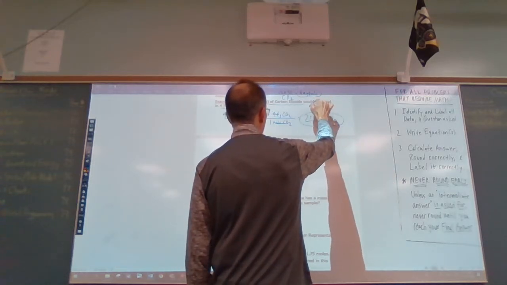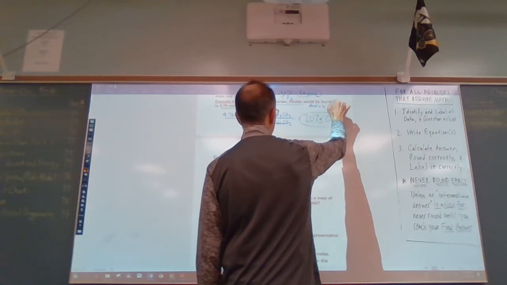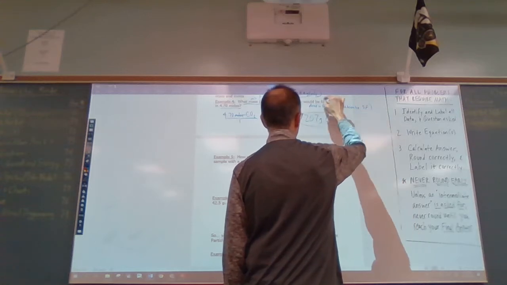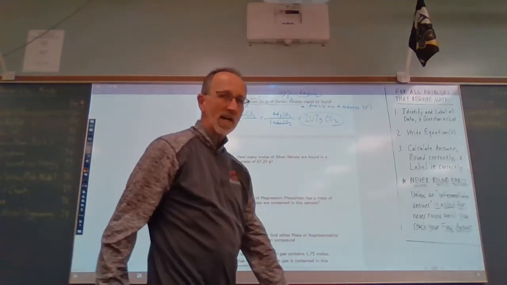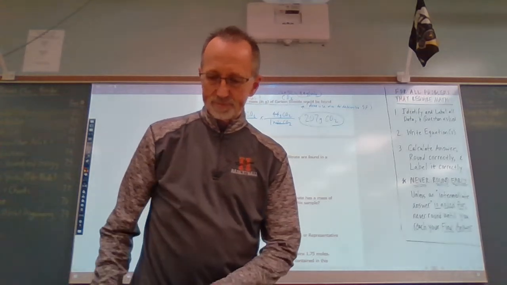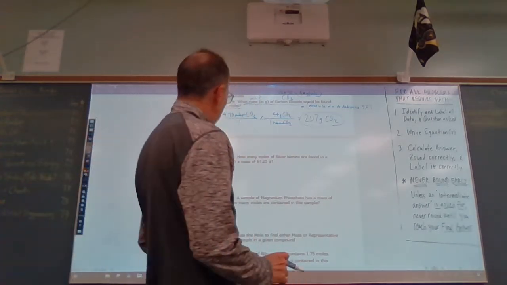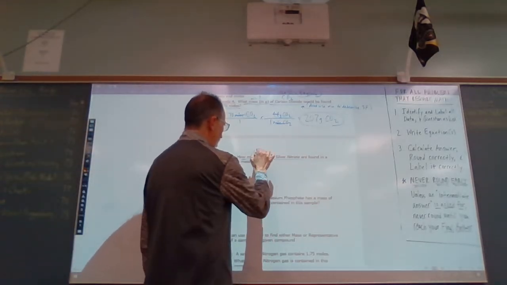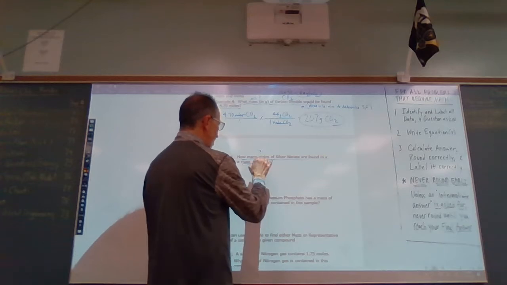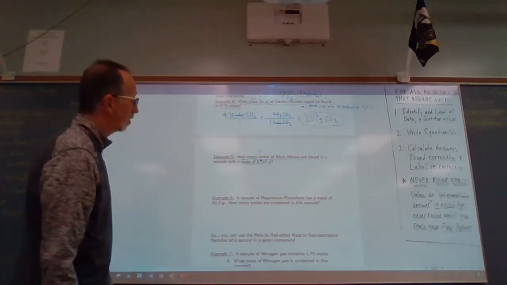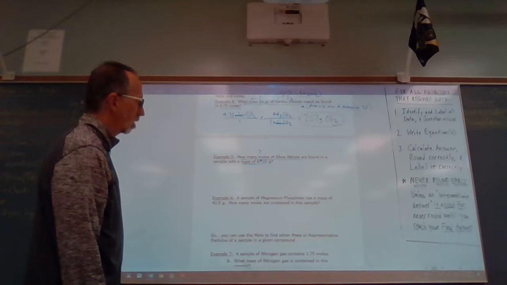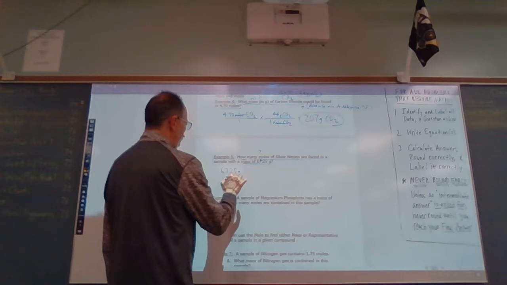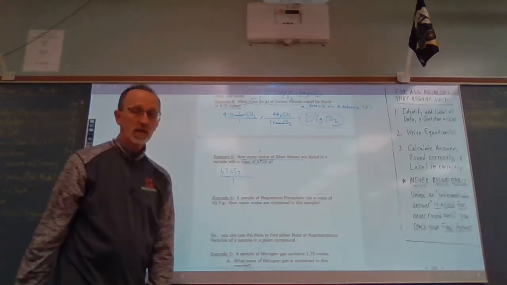Again, don't use molar mass to determine sig figs, because it is a constant. Okay, next page. How many moles of silver nitrate are found in a sample with a mass of 67.25 grams? All right, so if we start with 67.25 grams over 1, silver nitrate.